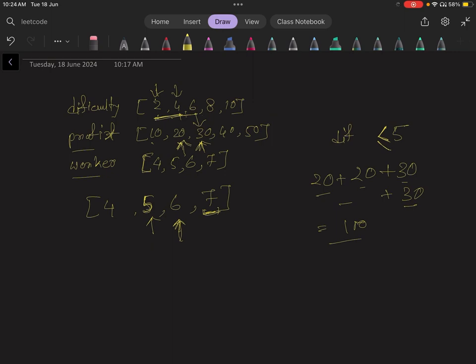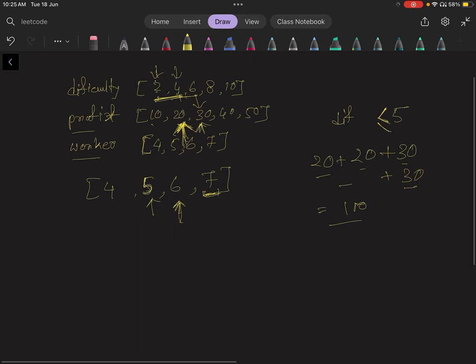But when we have two options, for example for the first worker we can choose either 2 or 4, we are taking the maximum one, right? So we need to make sure that we always take the maximum profit, so that our profit gets maximized.